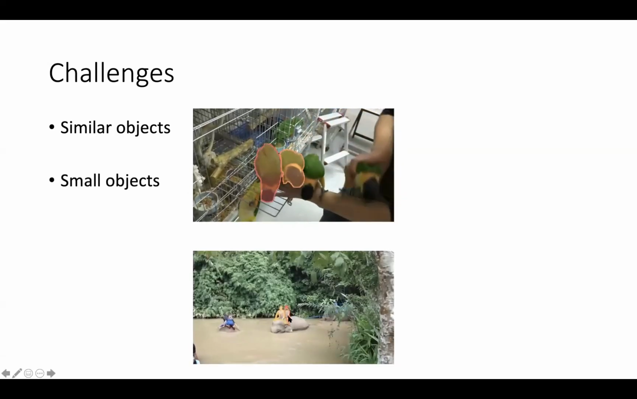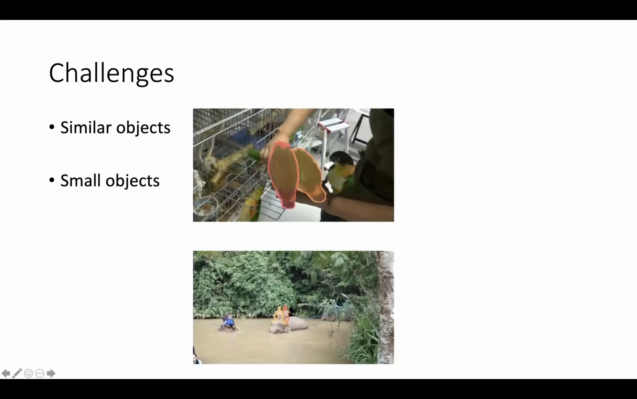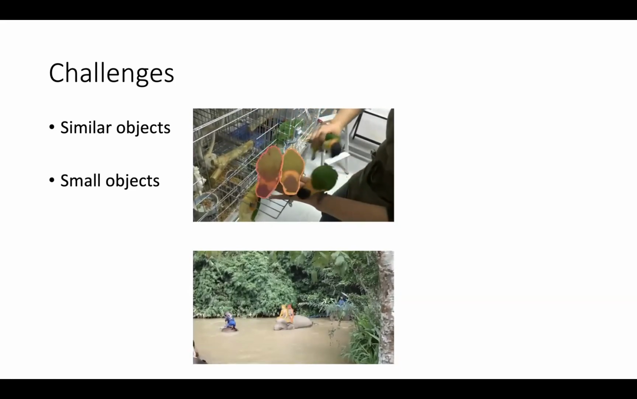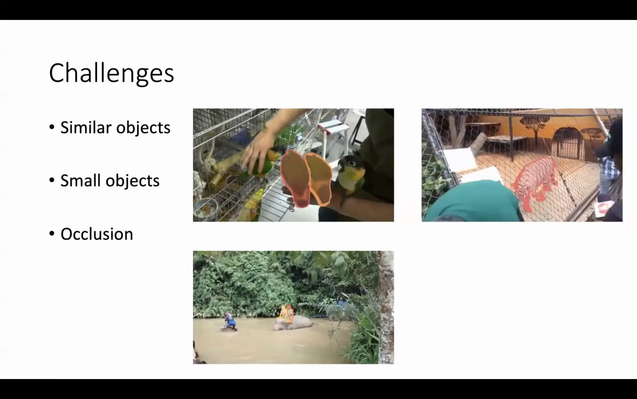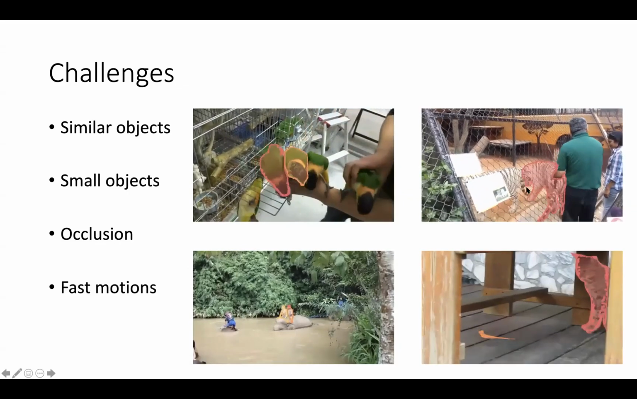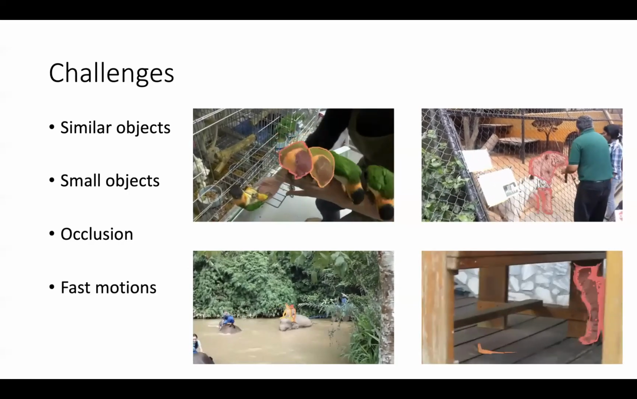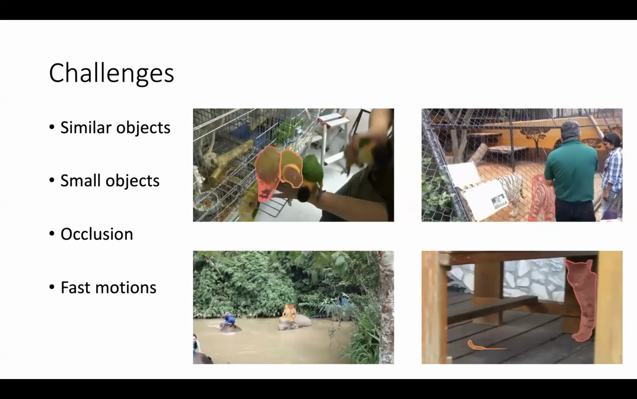Small objects, as you can see in this video, this person is wearing a helmet or a hat, and that is very small relative to the entire size of the video. Issues of occlusion. So if an object moves behind another object, we still have to segment it, in the case of this tiger. And also fast motions. So either the camera could have a lot of fast motions or the object can be moving rather quickly in the video.